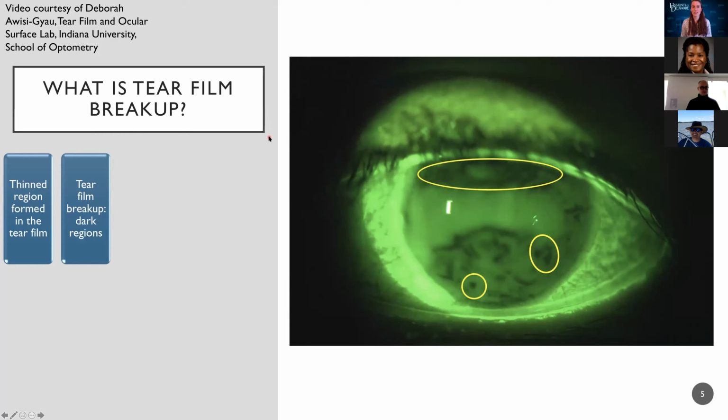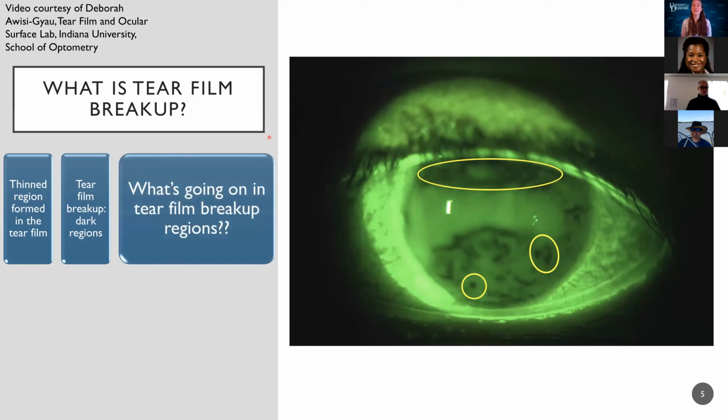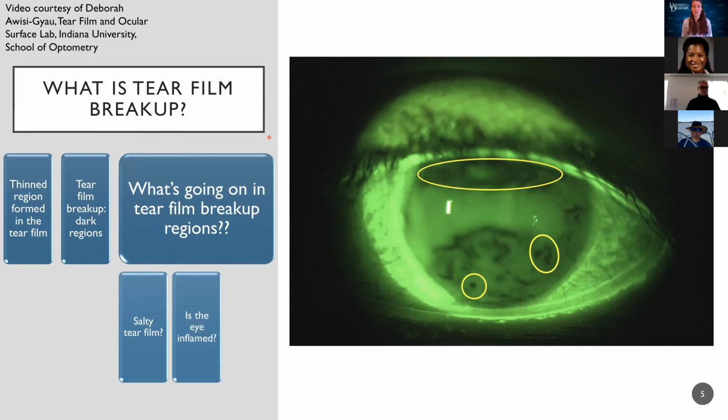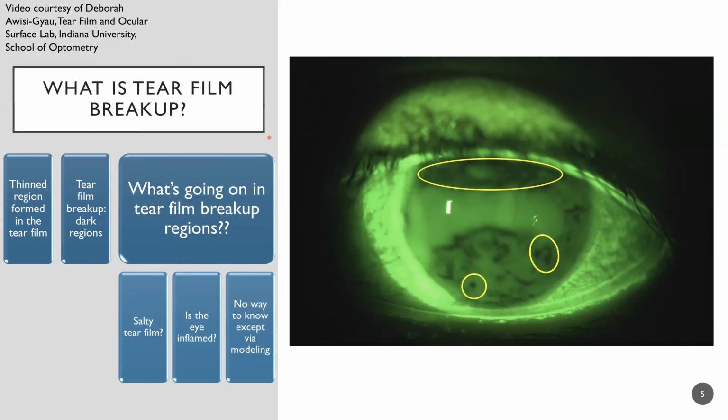And the big question that we want to answer is, what is happening in those breakup regions, the regions where the water has thinned over time? Maybe the tear film is very salty there. Maybe the eye has become inflamed. But the truth of the matter is, there is really no way to answer those types of questions except through mathematical modeling. So that is where we're trying to use math to learn something about what's going on with the water on your eye.